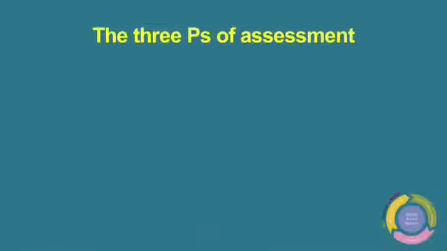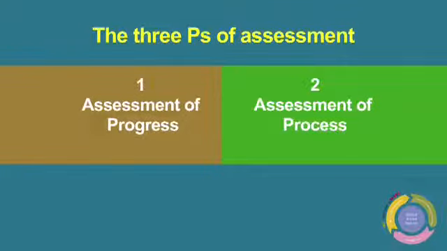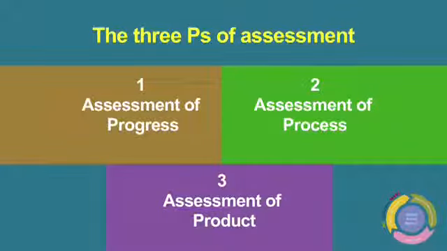We are here talking about monitoring learner progress in the classroom. As you can see in this picture, there are 3 P's of assessment: progress, process, and product. First of all, let's see why we need to do formative assessment.